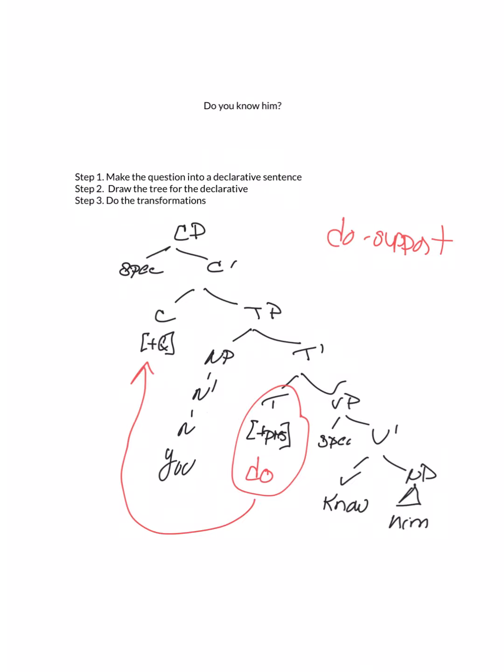Do you know him? So we only had to do one particular transformation, and that is the do support, and then we had to do the movement from the T to C. So that's it. So hopefully this has been helpful in walking your way through the various types of yes-no questions.